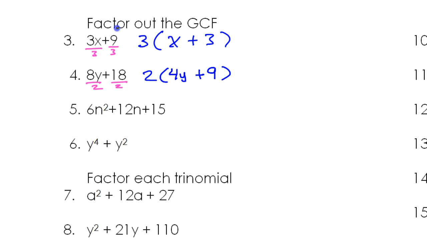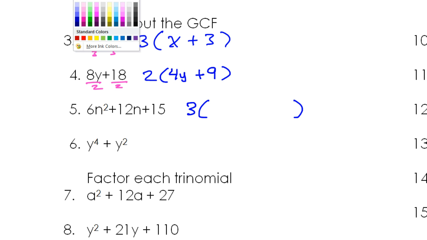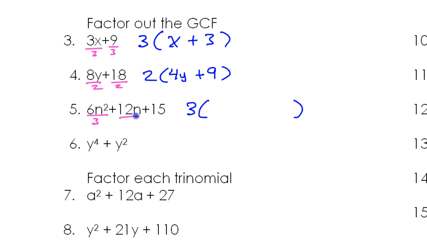Now this one, again, the directions just say factor out the GCF, so focus on that. All of these are divisible by 3. And the last term has no variable, so we don't have to worry about the variables. So the GCF is 3. And like I said, at that point, we are dividing everything by the GCF to know what will go on the inside. So that's going to make 2n squared plus 4n plus 5.